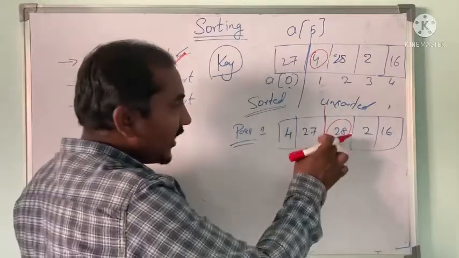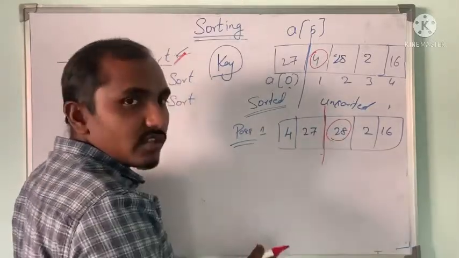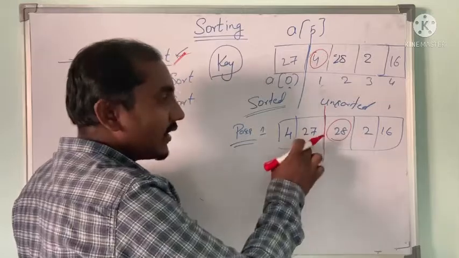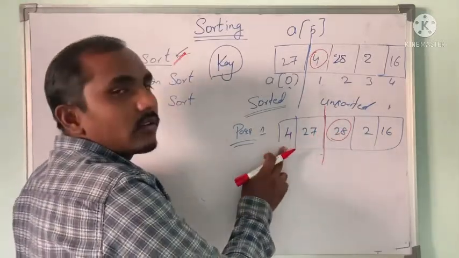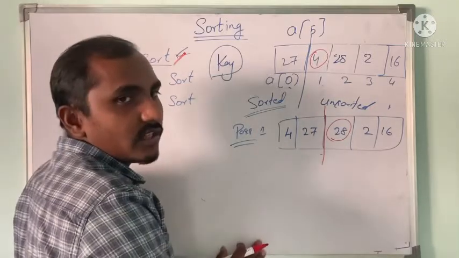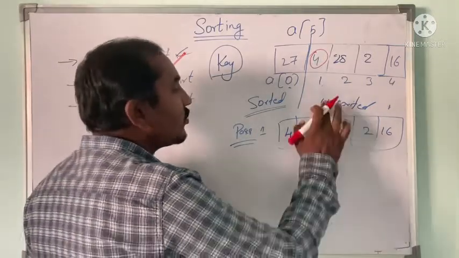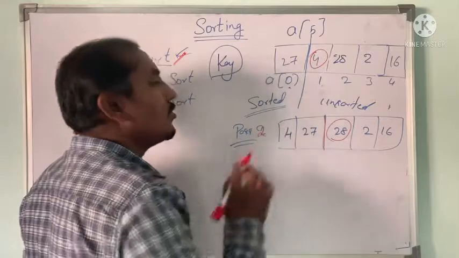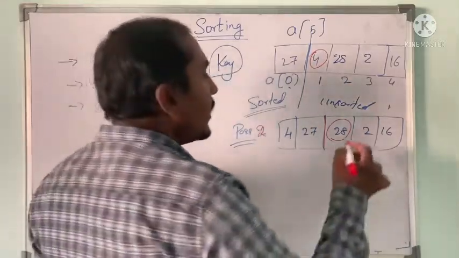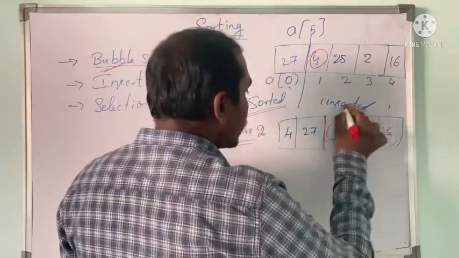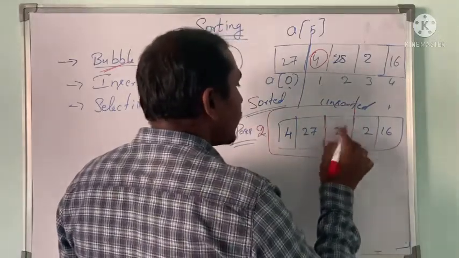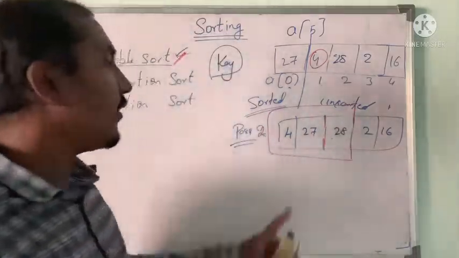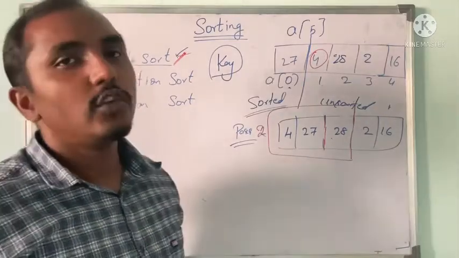And if I compare 28 and 27, we cannot exchange because 28 is greater than 27. Again, 28 is also greater than 4. So we are not going to change anything. So it will be as it is. So this will be the result of pass 2 also. Now, in pass 2, I got this result. That is, in the sorted list, we have 4, 27 and 28.